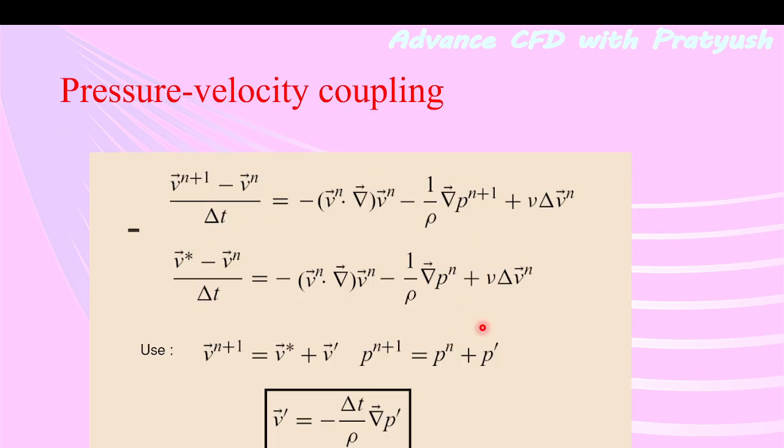So this is the complete derivation that I have explained on the last two slides. We subtract this from this one, and we use these two things, and we come up with V dash equal to minus delta t, del square, into the delta p dash. Now what we are going to do in the algorithm step.